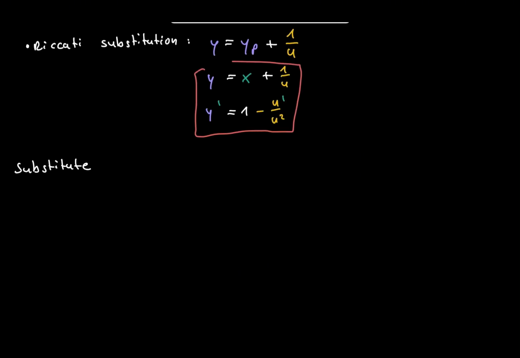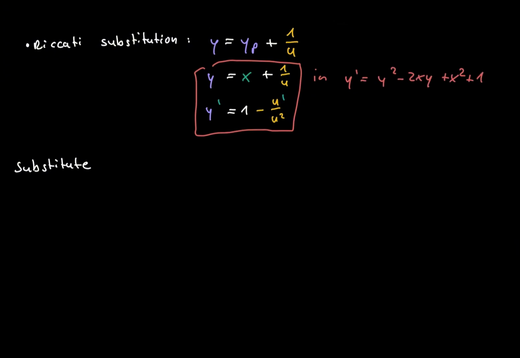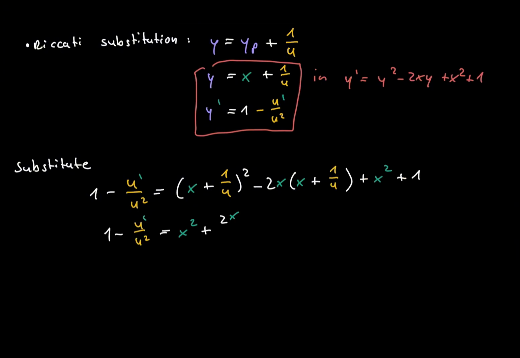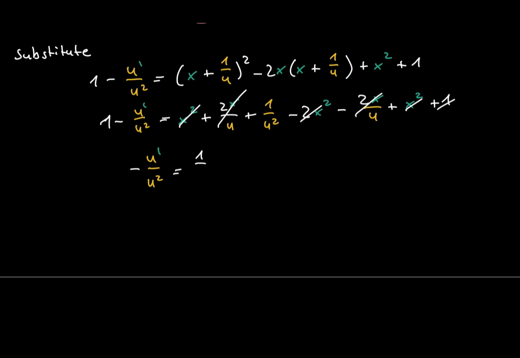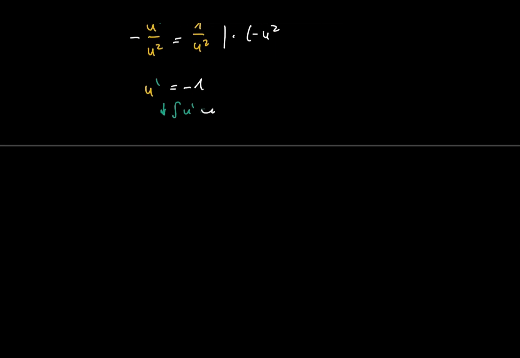Now substitute into the original equation. 1 - u'/u² = (x + 1/u)² - 2x(x + 1/u) + x² + 1. So u' = -1. Now integrate. u = -x + c.